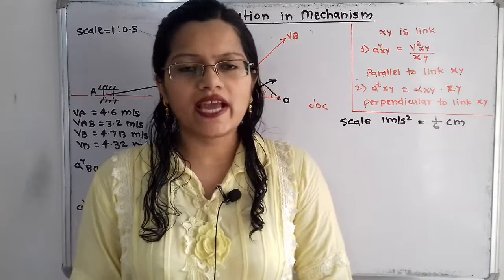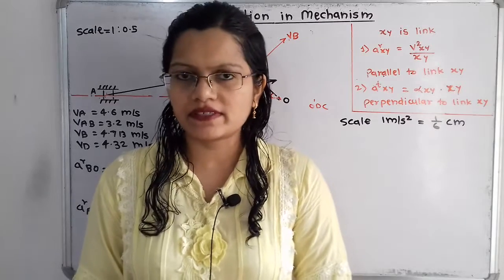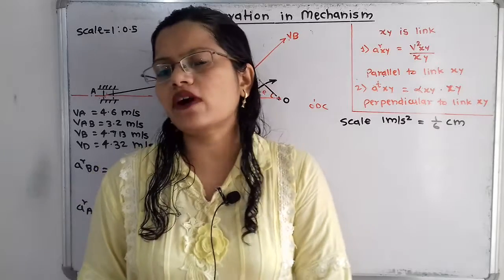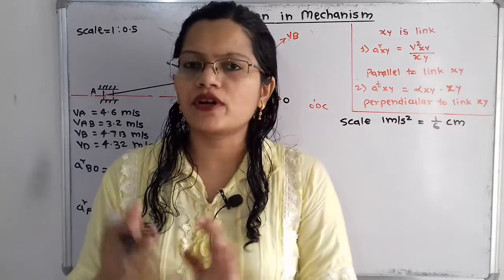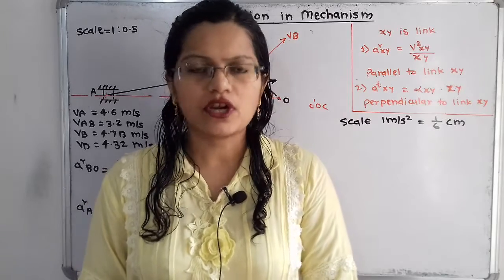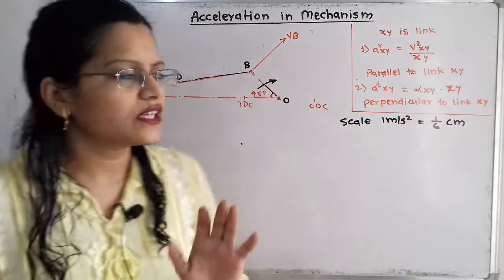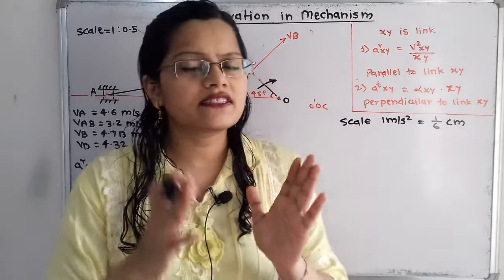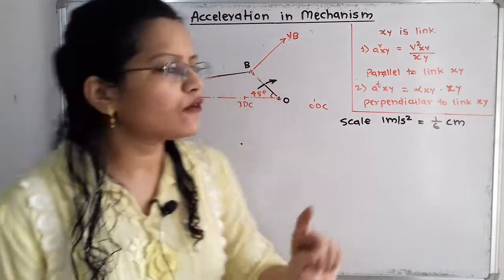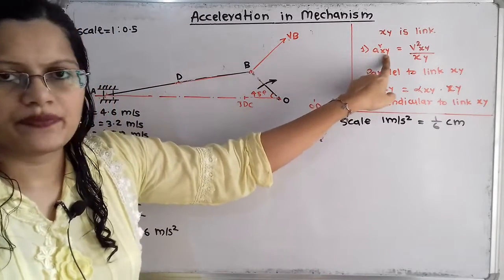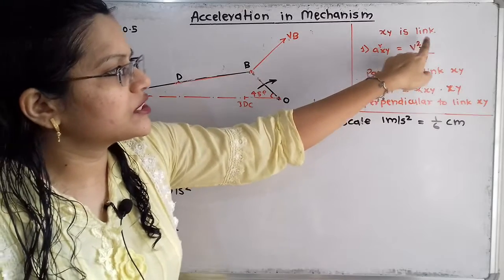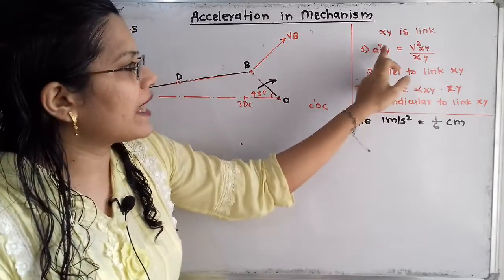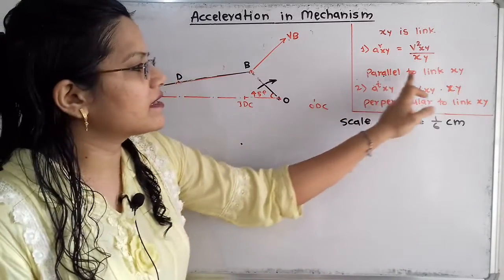Now we will move to draw the acceleration diagram with some suitable scale. So before that, we have to understand any acceleration has two components. The first one is the radial component and the second one is the tangential component. So how to calculate that? Suppose we consider xy is a particular link length. Then the radial component of acceleration, we show as a^r_xy, which is equal to the linear velocity square for this link divided by the length of the link. So this is the formula to calculate the radial component, and it is parallel to the link xy.